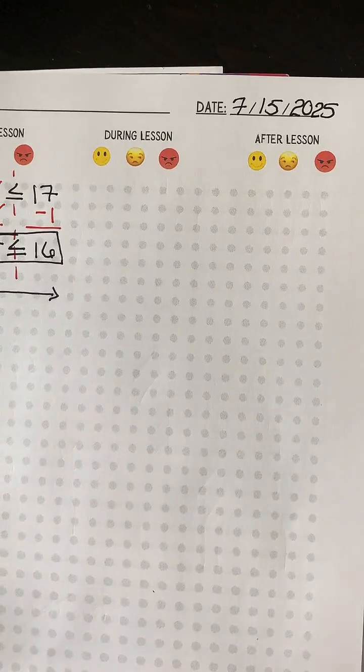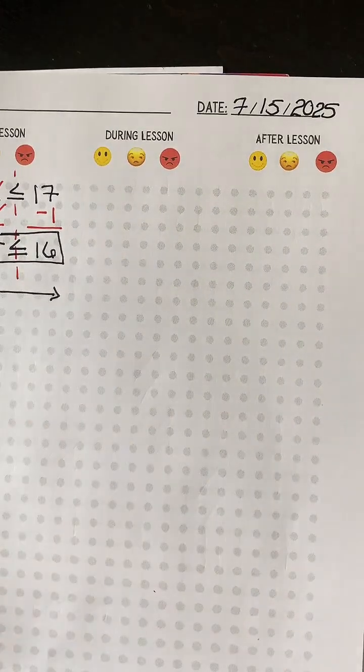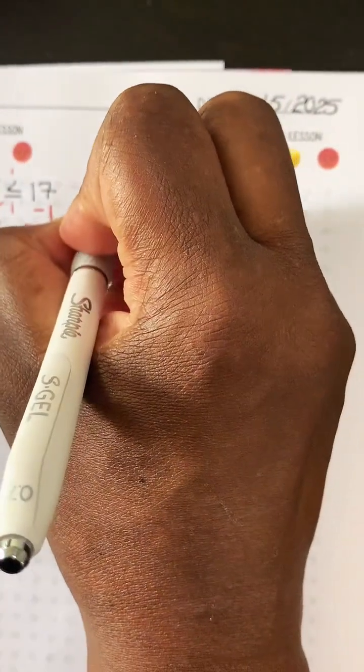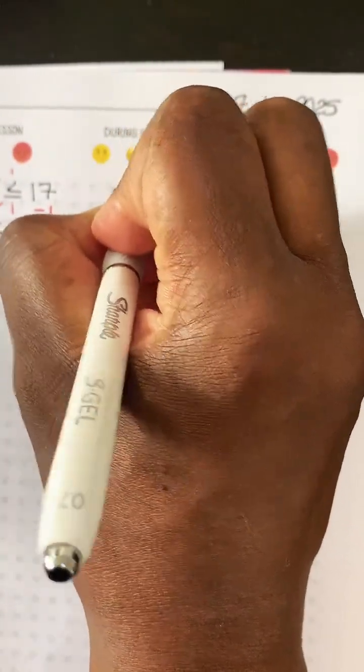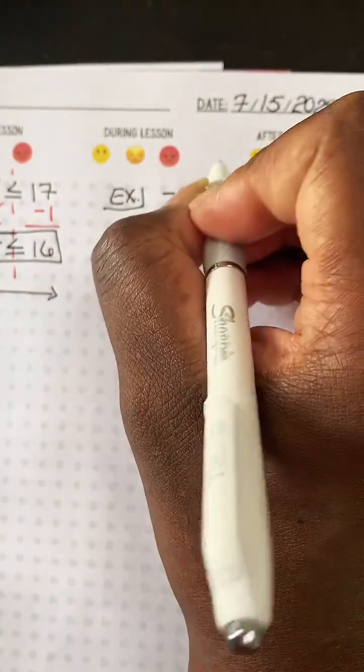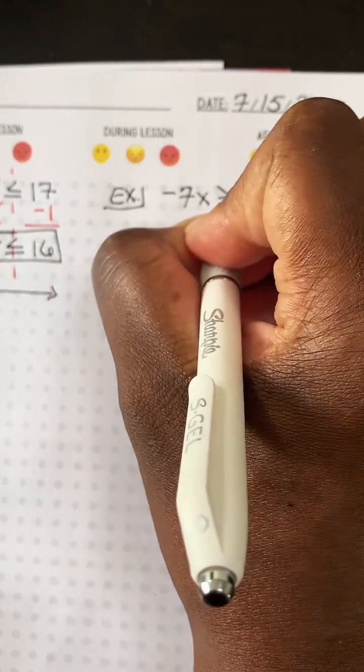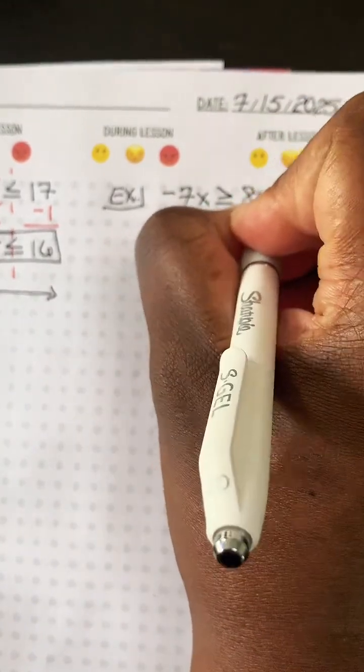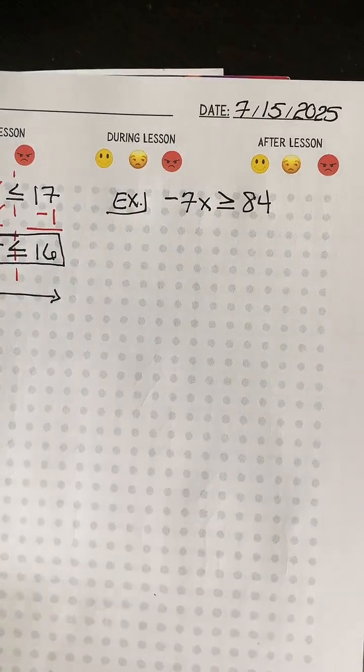So, let's go over here, because I'm going to do something more to this. I want to give myself some space. All right. Here is my next example. We got negative 7x is greater than or equal to 84.